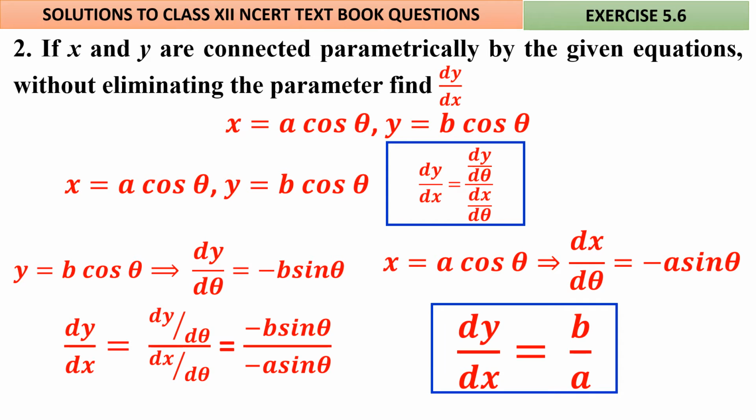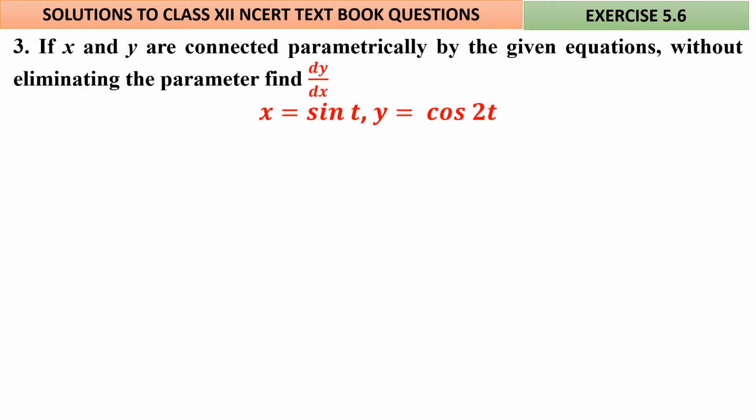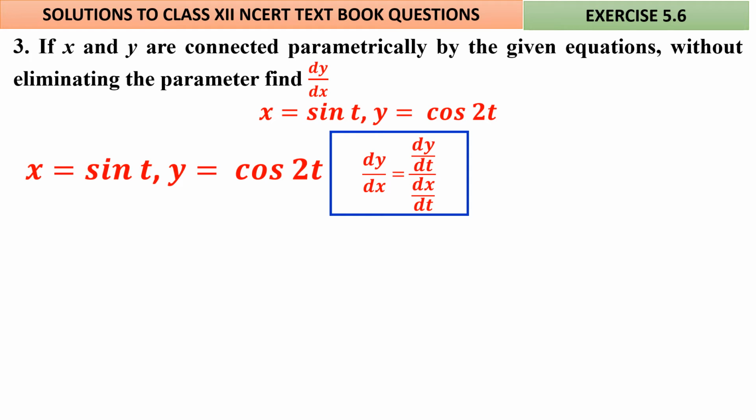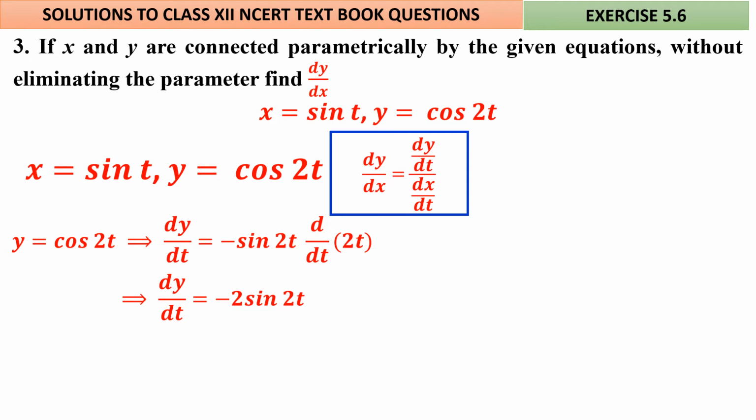Question number 3. If x and y are connected once again by the equation x is equal to sin t and y is equal to cos 2t, we have to find dy by dx. Dy by dx is dy by dt upon dx by dt. Y is equal to cos 2t, function of function rule or chain rule, minus sin 2t into d by dt of 2t. D by dt of 2t is 2, therefore minus 2 sin 2t.